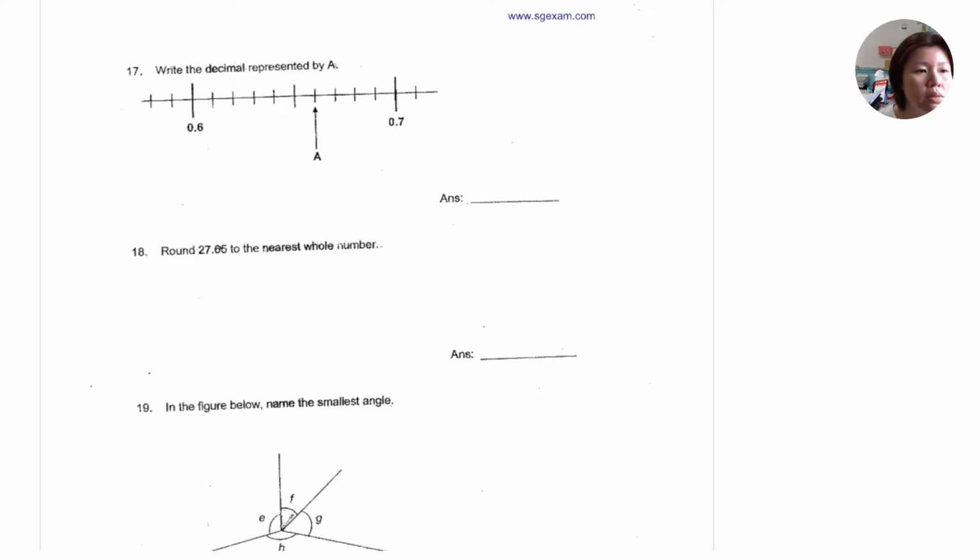Okay, decimal is actually from 0.6 to 0.7. So in the middle is always 2 decimal places. So the first one will be 0.61. The second will be 0.62, and we follow 0.63, 64, 65, and 66.